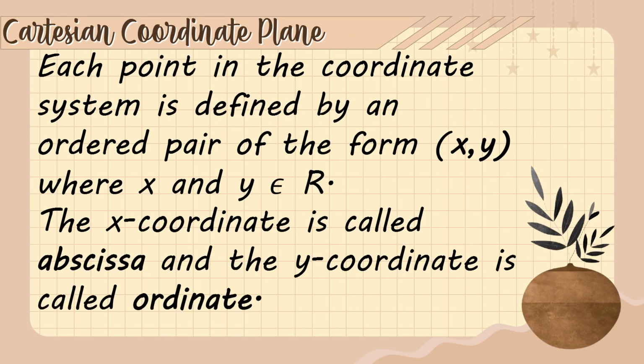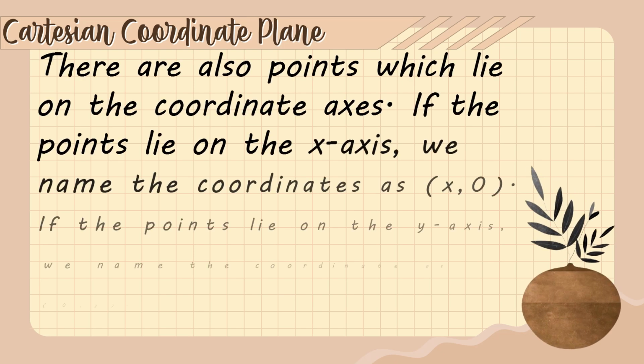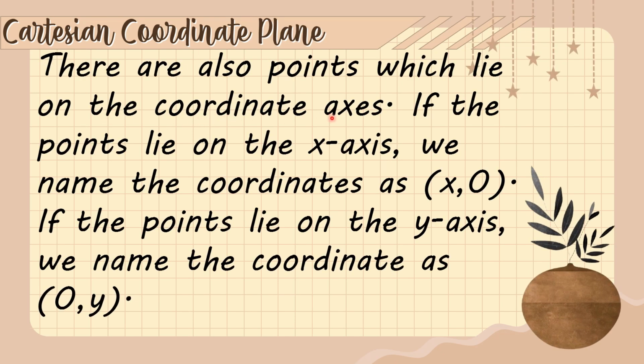The Cartesian coordinate plane also states that each point in the coordinate system is defined by an ordered pair of the form (x, y), where x and y are elements of the real numbers. The x-coordinate is called the abscissa, and the y-coordinate is called the ordinate. There are also points which lie on the coordinate axis. If the points lie on the x-axis, we name the coordinates as (x, 0), and if the points lie on the y-axis, we name the coordinates as (0, y).